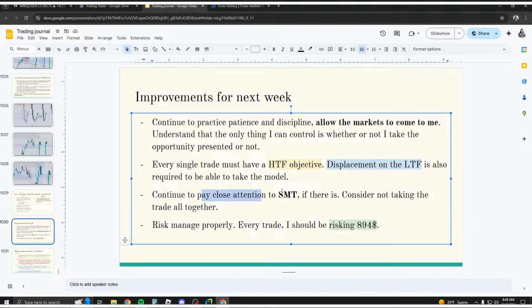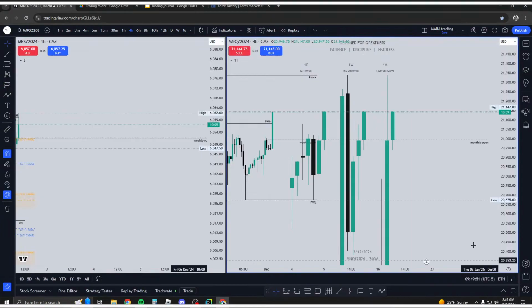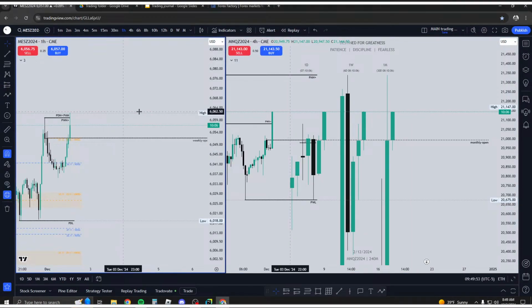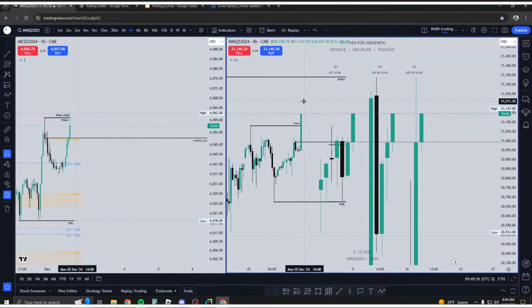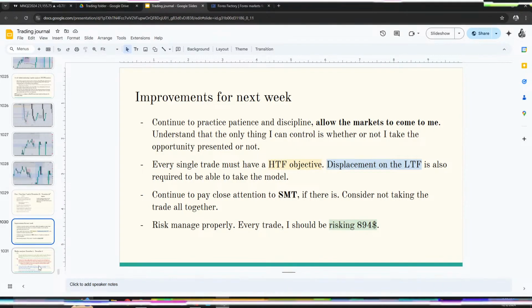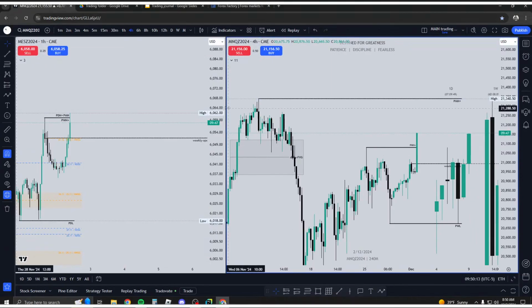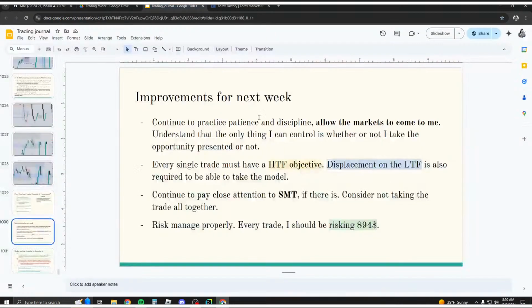Third is to continue to pay attention to SMT. Like I said, because there was SMT between NQ and ES at previous day high, I took off some contracts. I was able to move my stops to break even. I'm really paying close attention to SMT this week, especially because there is a large SMT between NQ and ES at previous month's high.